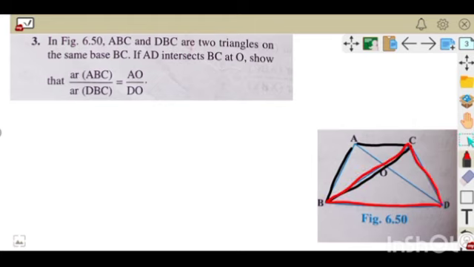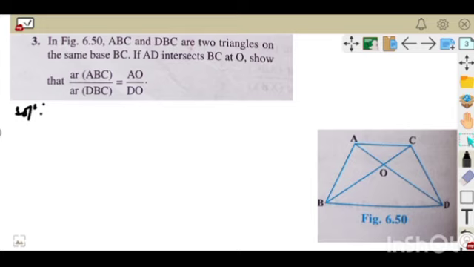DBC. These are the two triangles formed on the same base. What is the same base? BC. And we have seen that here AD intersects BC at O. Now we're going to show that area of triangle ABC by area of triangle DBC equals AO by DO. I'll write the solution here.